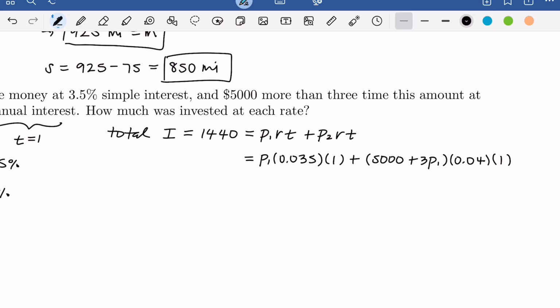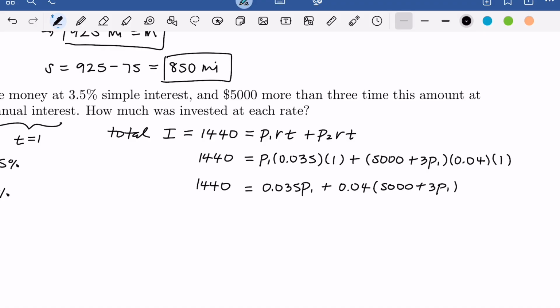So let's simplify this a little bit, so this looks more like the equations that we're used to. We have our variable P1, and then this is going to be the coefficient of that variable, which is going to be 0.035, and then P1. And then since this is just a 1 here, we can just leave that as is. And then for this next one here, we're going to have 0.04 times everything in the parentheses here. So just simplifying this so it's a little bit easier to look at and work with. And we can't forget that we have this 1440 on the left-hand side.